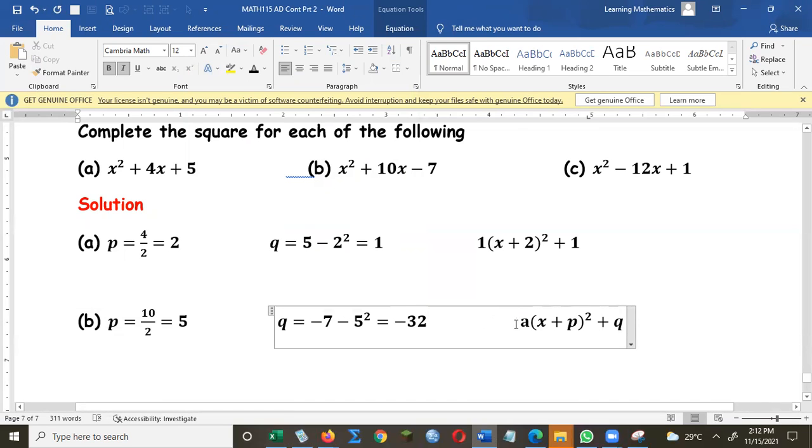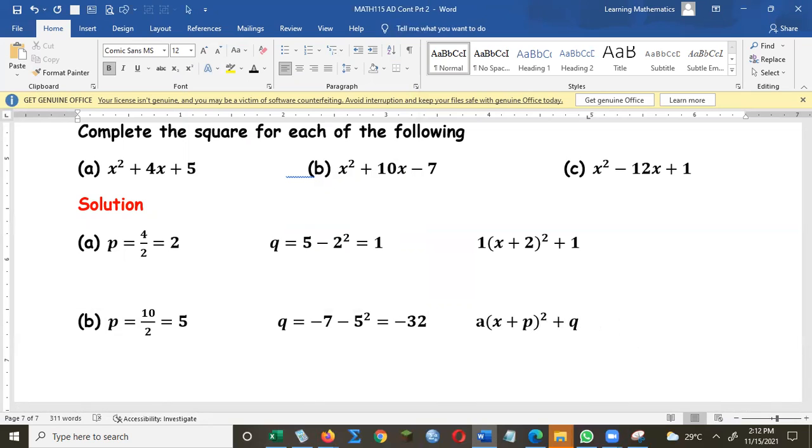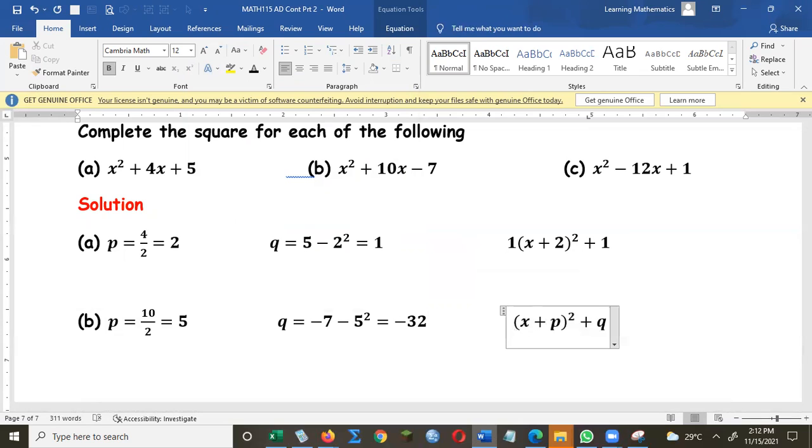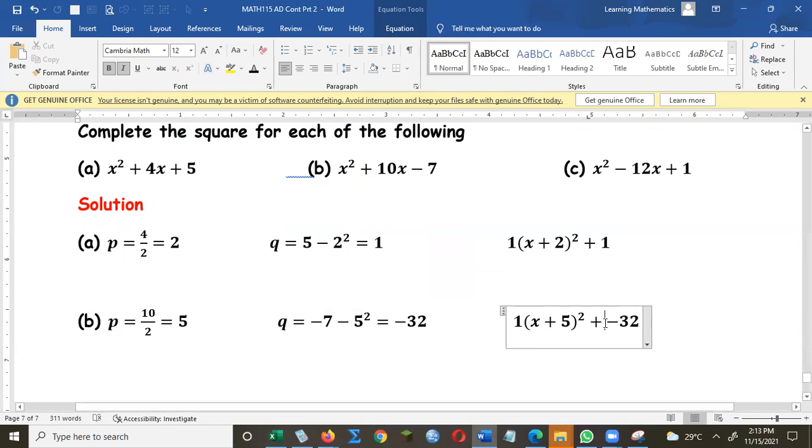So what will our answer look like? What number do I put in place of A? Which is negative 32. A plus times a negative is a negative. Okay. So that can become plus negative, negative 32.